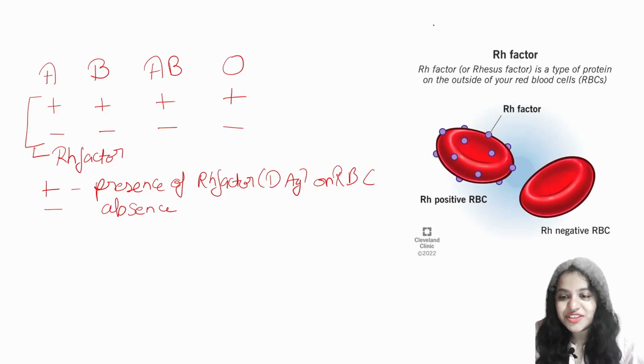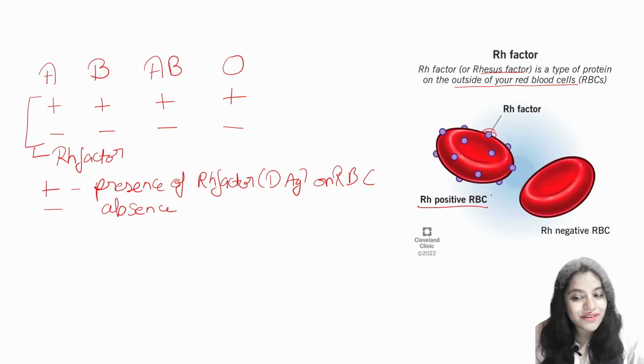So your RH factor or your rhesus factor, it is a type of protein on the outside of your red blood cells, okay? This is the red blood cell, this is the RH factor, it is RH positive RBC. This one doesn't have the RH factor, so this is RH negative RBC.